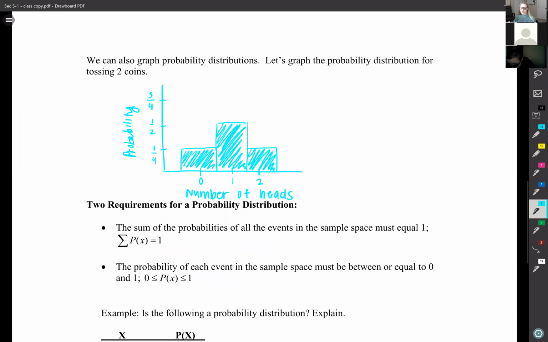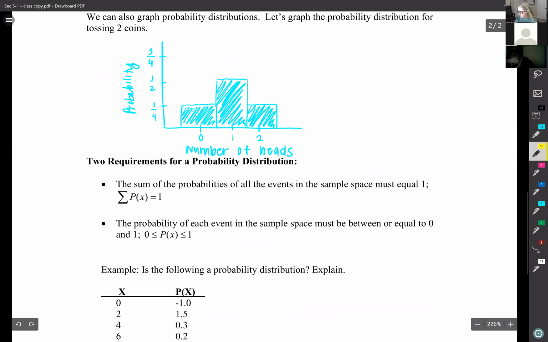So next, we're just going to talk about a few requirements for a probability distribution, which are going to look very familiar to things that we've talked about before. The first requirement is that the sum of the probabilities of all events in the sample space must equal 1. This is probably very familiar. We've actually said this before when we talked about probabilities of events. We said if you took all the events in the sample space and added up the probabilities, you should get 1.